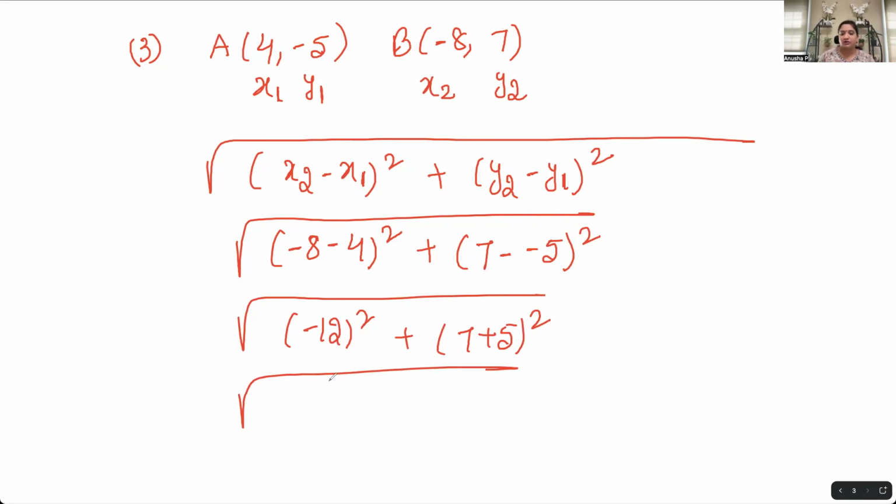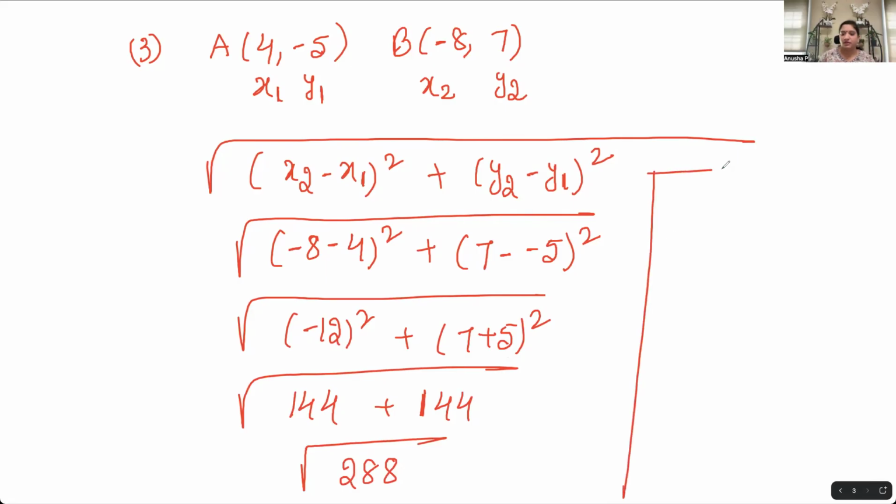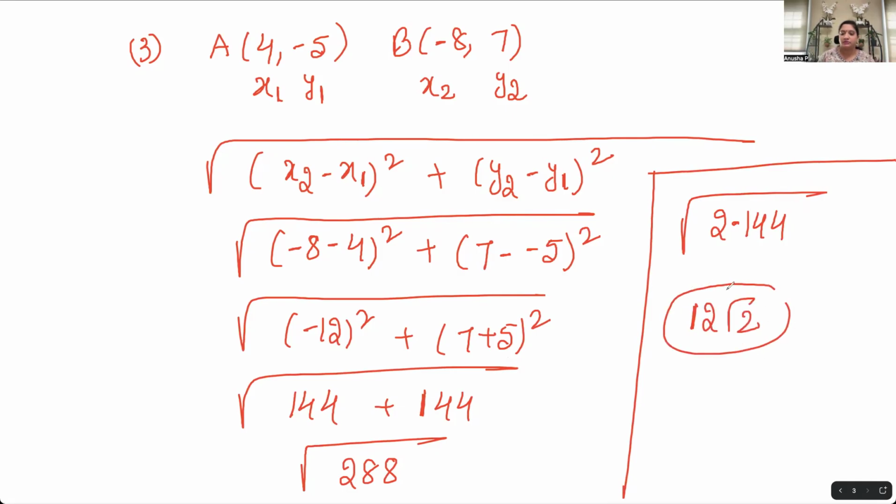Negative 12 times negative 12 is 144. And here 7 plus 5 is again 12 square. 12 square is nothing but 144, so we have 144 plus 144, which is 288, or we can do 2 times 144. We know square root of 144 is 12. The answer will be 12 radical 2.